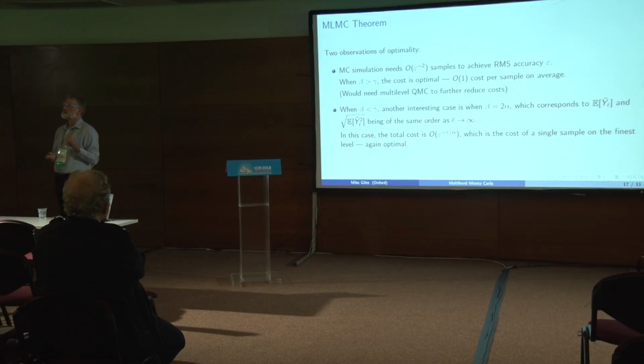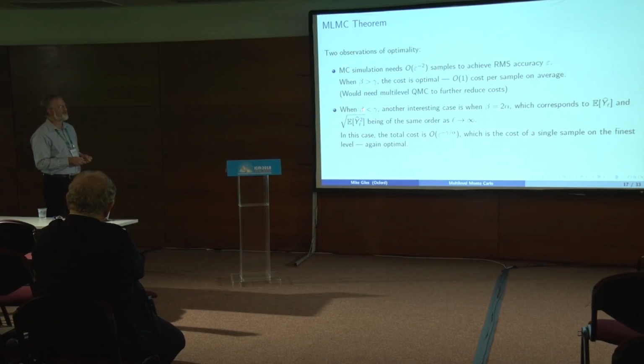Okay, so 2 comments on this. On my very first slide, I said that Monte Carlo simulation, in the case where you can exactly simulate the quantity of interest, we need epsilon to the minus 2, or order epsilon to the minus 2 samples. And so in that case, when beta is greater than gamma, we're basically getting a suboptimal Monte Carlo behavior. We have a cost that's order 1 per sample on average. Okay. To do better than that, we'd have to introduce the quasi Monte Carlo ideas, and that can be done, has been done, and that does further reduce the cost.